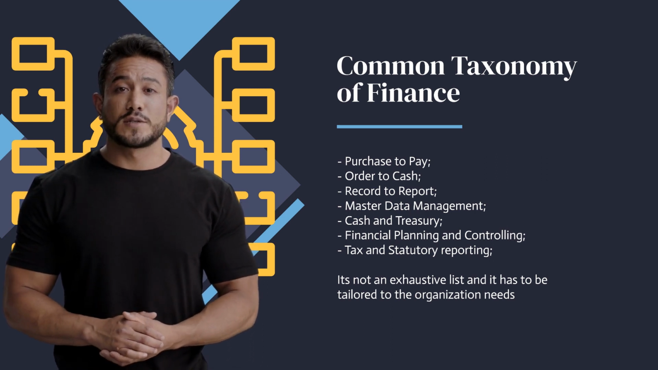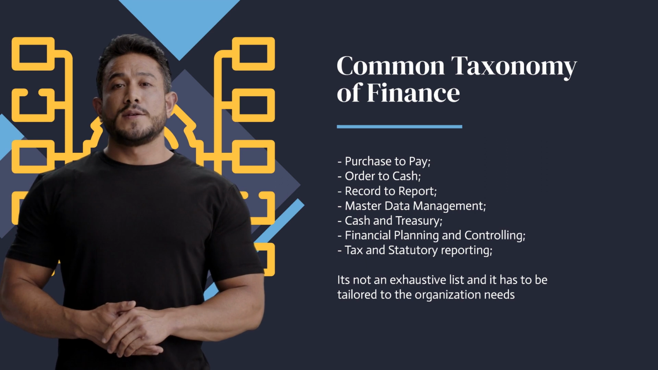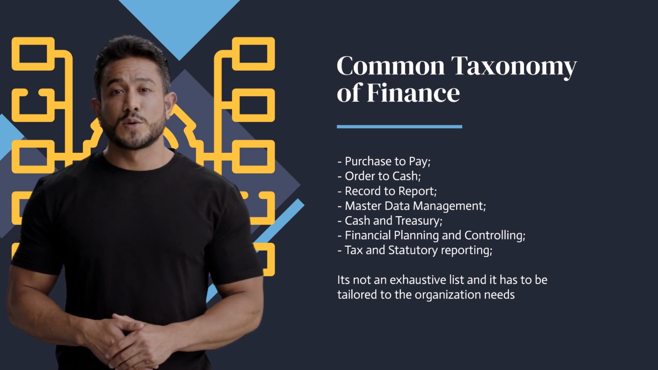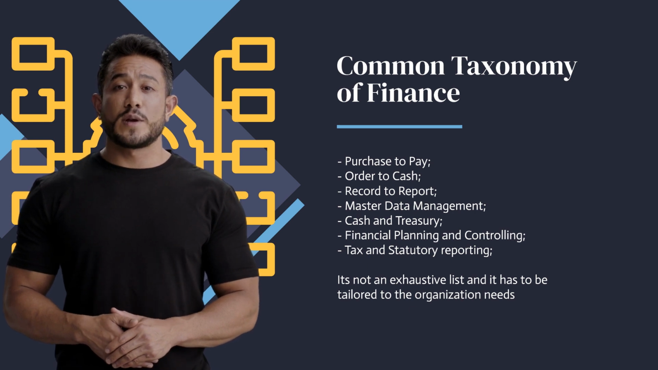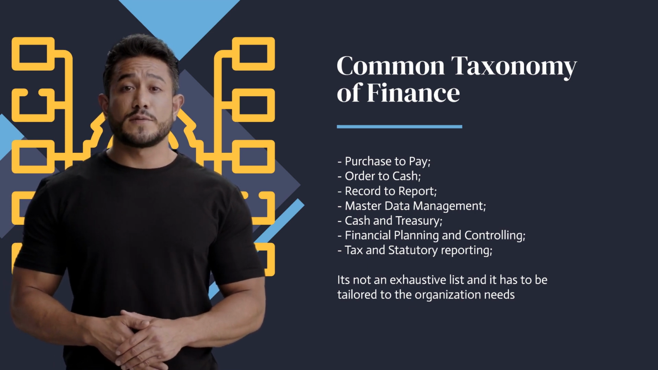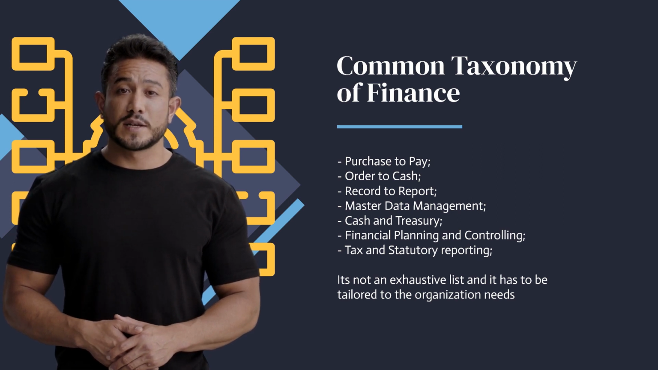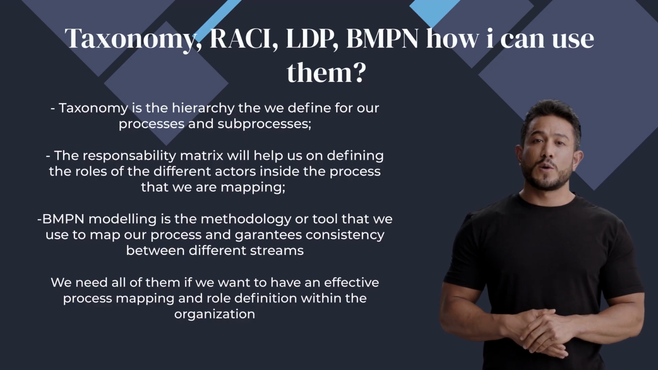Here is a list of processes commonly used. Purchase to pay, order to cash, record to report, master data management, cash and treasury, financial planning and controlling, tax and statutory reporting. This is not, however, an exhaustive list, and it has to be tailored to the organization's needs during the process mapping.